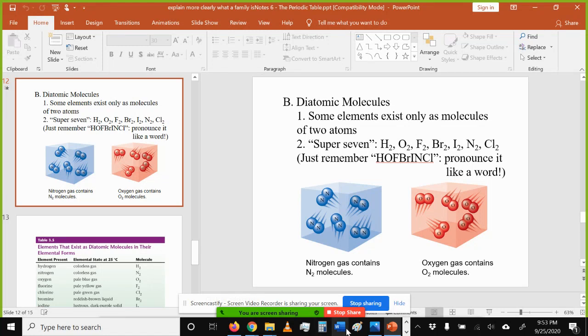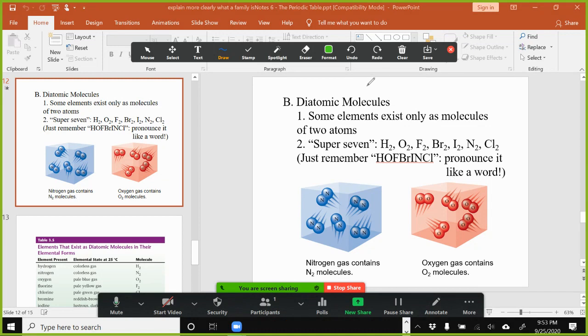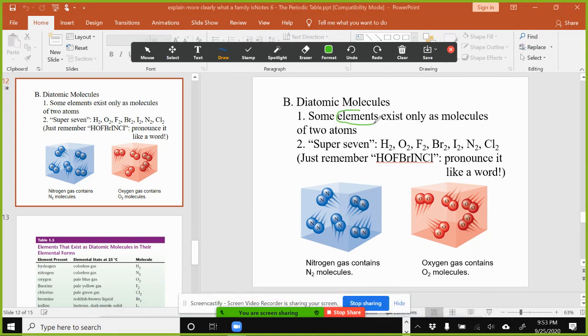Hey everyone, let's talk about diatomic elements. Now I know it says diatomic molecules on here, but we really mean to say elements. That's the main thing to talk about right here. We need to think about the fact that when you look at the periodic table, it gives you the element symbol. And if you look at hydrogen on the periodic table, it will say H for hydrogen. However, if I were to ask you what is the formula of hydrogen, this is not the correct answer.